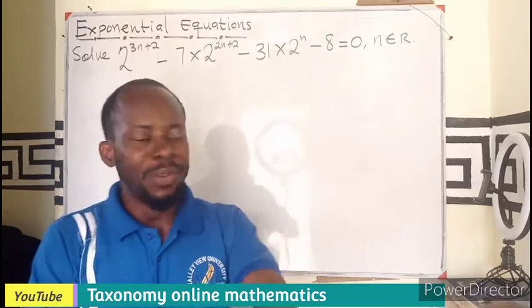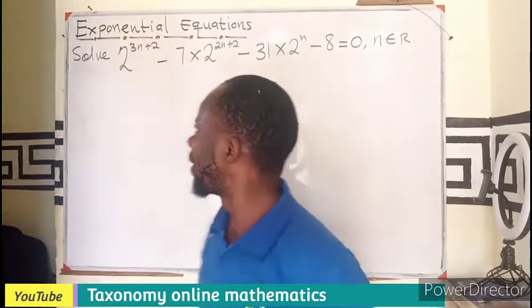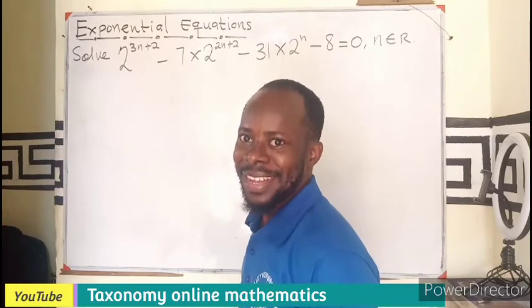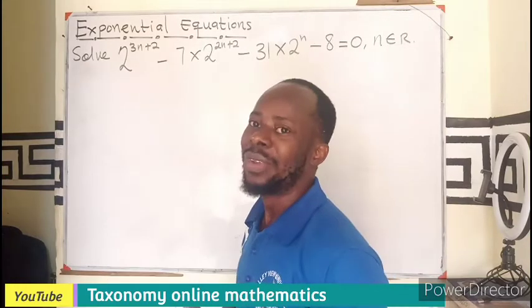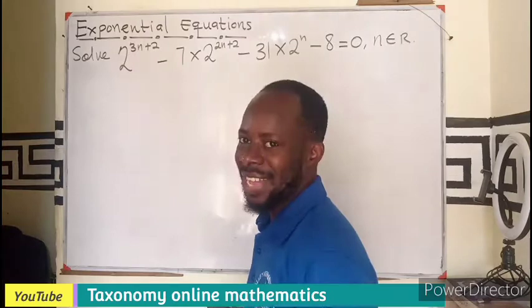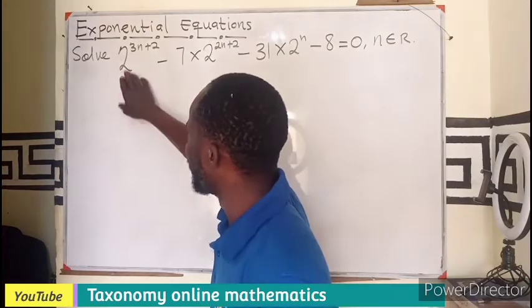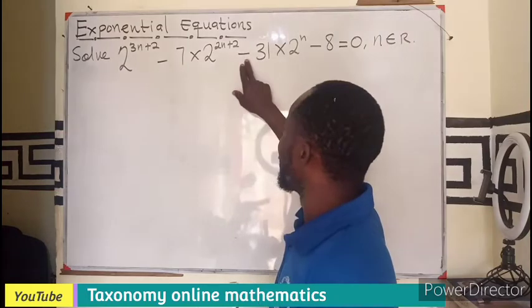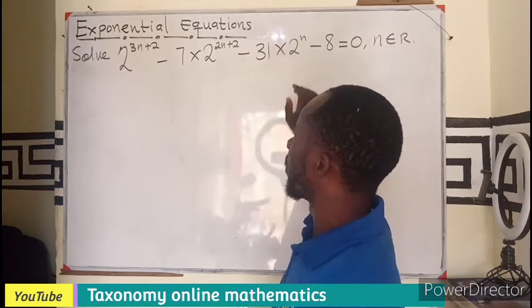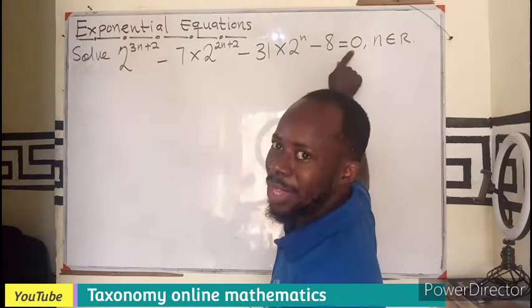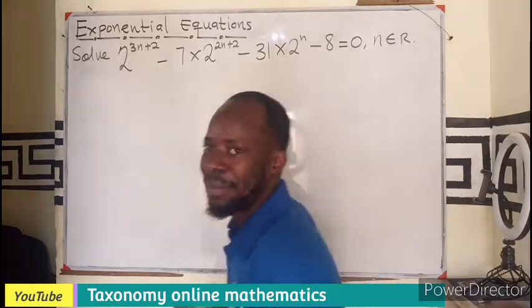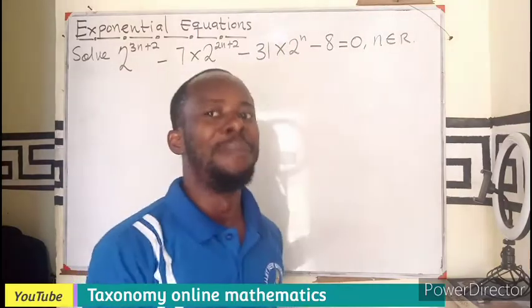In this video, we are going to provide an answer to this exponential question. A bit long, but with careful analysis with the laws, we can easily get an answer to this. So 2^(3n) minus 7 times 2^(2n) minus 31 times 2^n minus 8 all equals 0, where n is a member of the real numbers.